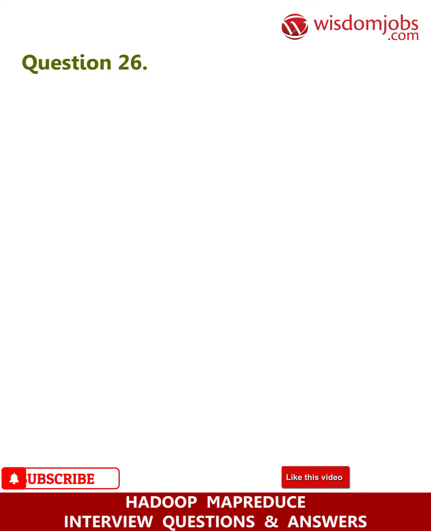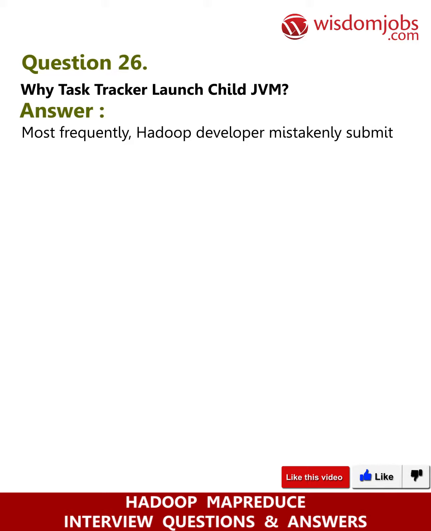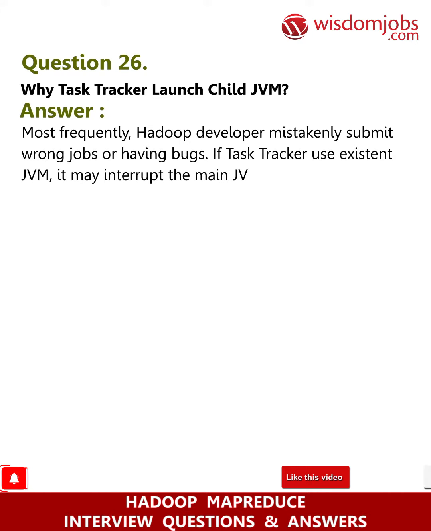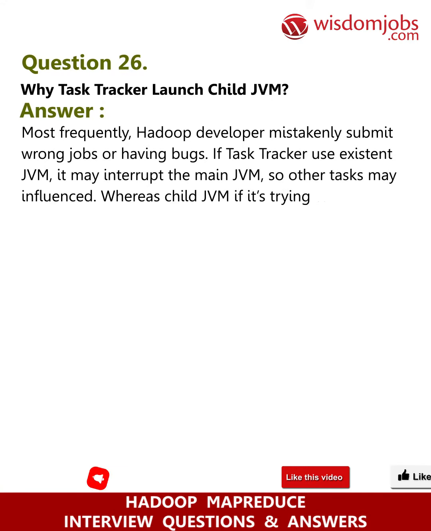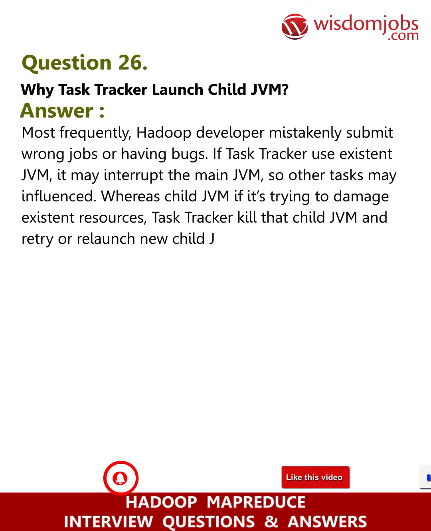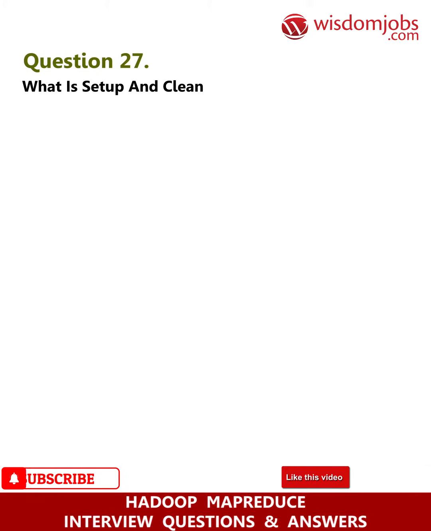Question 26. Why does the Tasktracker launch a child JVM? Answer. Most frequently, Hadoop developers mistakenly submit wrong jobs or jobs having bugs. If the Tasktracker used an existing JVM, it may interrupt the main JVM, so other tasks may be influenced. Whereas with a child JVM, if it tries to damage existing resources, the Tasktracker kills that child JVM and retries or relaunches a new child JVM.